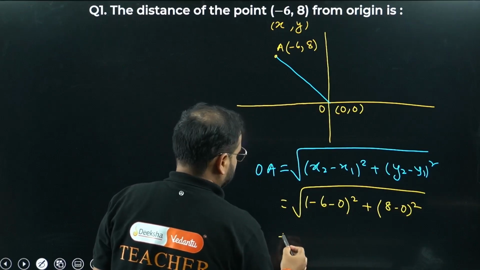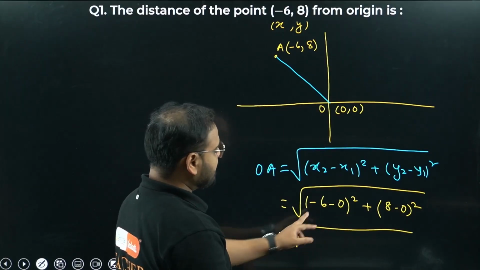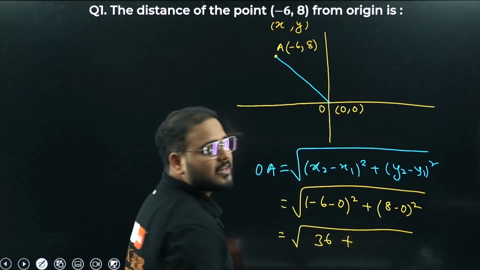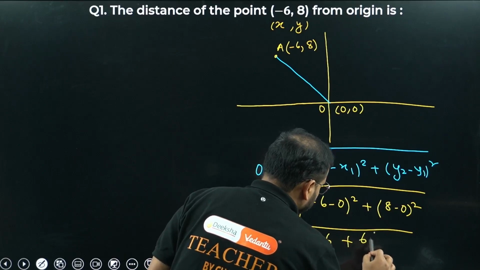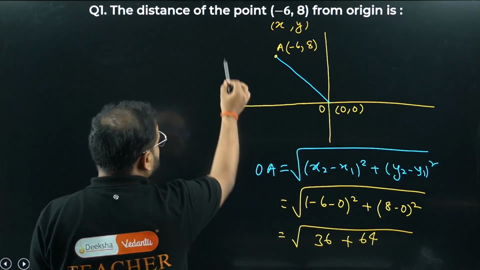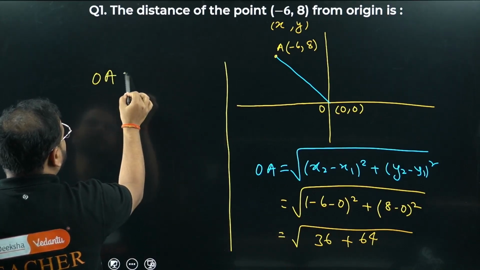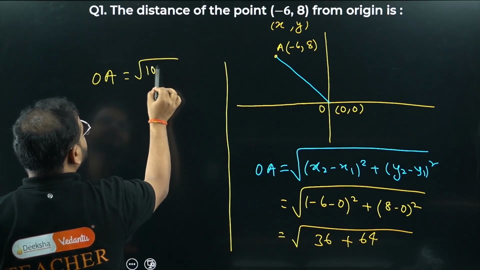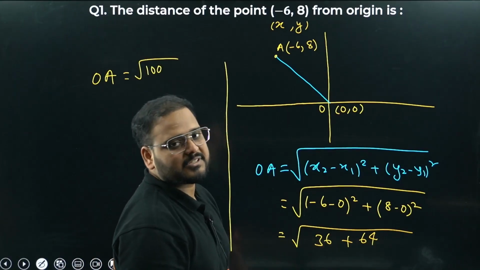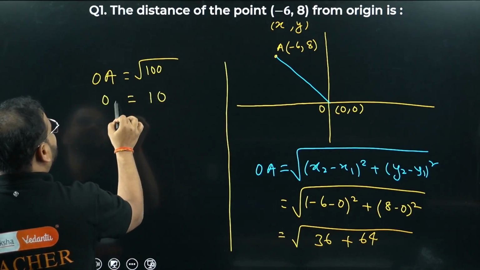Now, how much is this, bacha? Minus 6 the square, so simply 36. 8 square, so 64. And yes, you have to know the square and square roots for this. For OA, I'm getting root of 100. 4 plus 6 is 10. 6 plus 3 is 9. 90 plus 10 is 100. So 10.